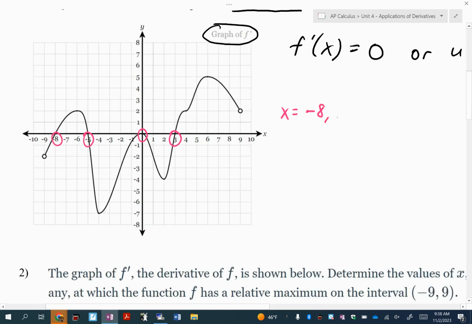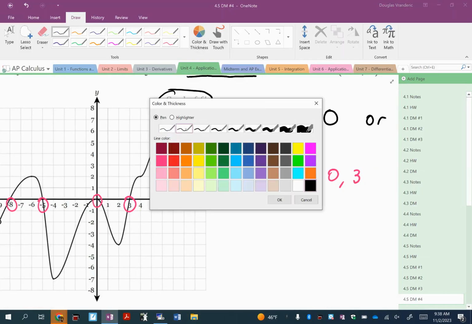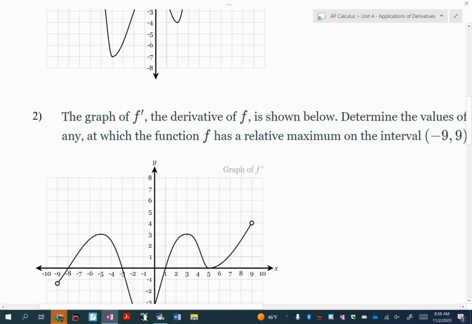Oh, okay. That's it? Yep. So when you do Delta Math, remember to click add a solution and add all 4 of them. That's so easy. Great. Everybody good on number 1? Let's do number 2.